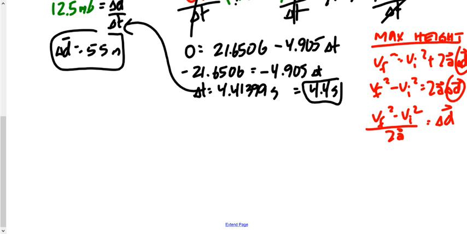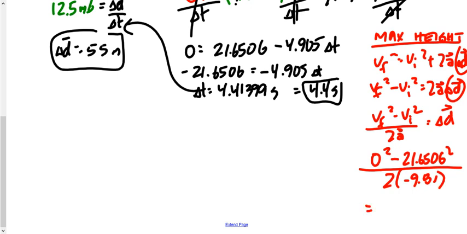What's Vf? Horizontally, the speed doesn't change, right? If it was 12.5 meters per second, it remains 12.5 meters per second through the whole trip. But vertically, it started off as 21 meters per second, and then it slowed down vertically until eventually it stopped. When does it stop? At its max height. So when we're analyzing the max height, Vf is 0. Vi is 21.6506, the initial y velocity, divided by 2 times negative 9.81 meters per second squared.